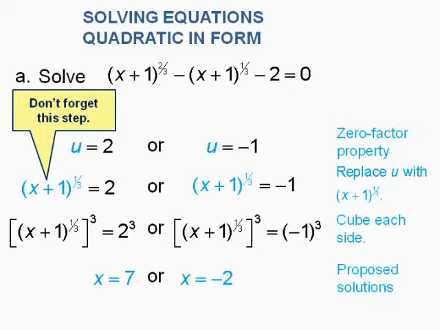Now, what they're not showing you here is what I showed you earlier, if you want to think of it this way. That middle term, (x plus 1) to the 1/3 power, is really the cube root of (x plus 1) to the 1st power, if you wanted to look at it that way.